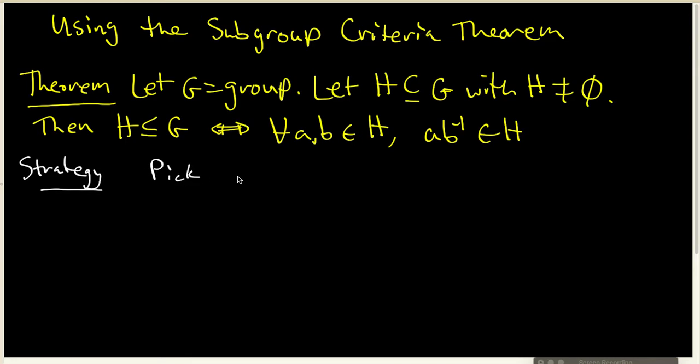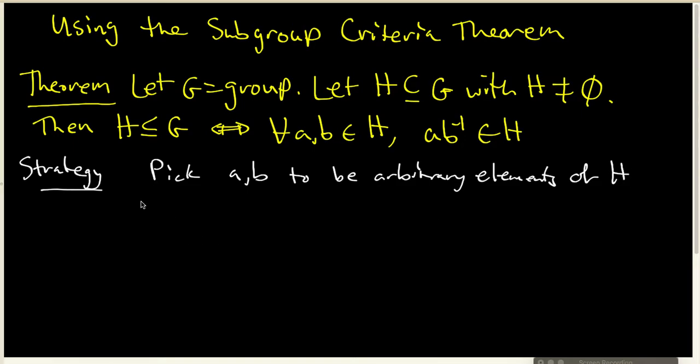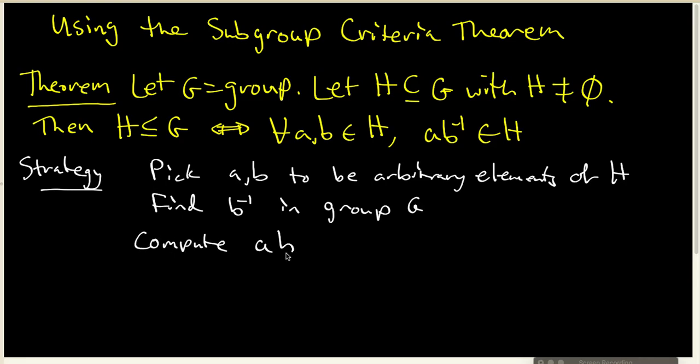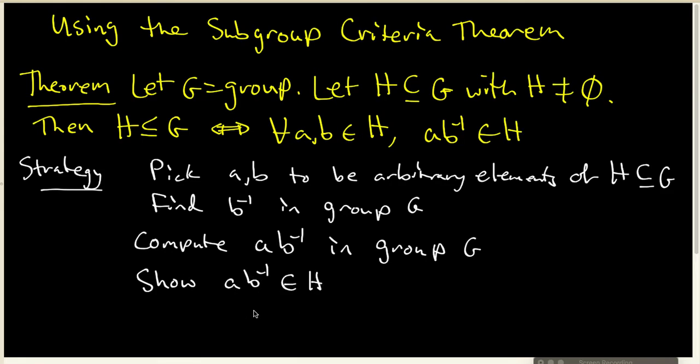We will first of all pick A and B to be arbitrary elements of the set H. Then we have to find B inverse inside the group G. Then we will compute the product A times B inverse inside the group G. And this is being done inside group G because H, of course, is a subset of G. Once we have A times B inverse computed, we then show that A times B inverse satisfies the membership rule for H, and so it belongs to H. And it's at this point that we can then say H is a subgroup of G by the subgroup criterion theorem.